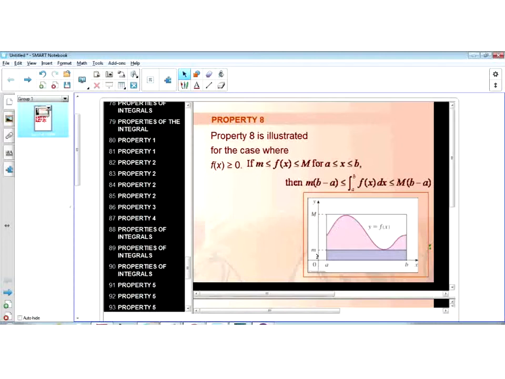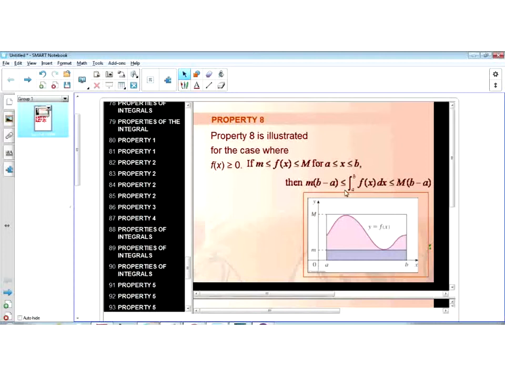Okay, property 8. In this case, this is interesting. Here we have f of x being bounded below by y equals m and above by y equals big M on the interval a to b. So that means the area under the lavender color plus the purple color would be the area under y equals f of x. That area is greater than the area under the purple curve. And the area under M would include this white space plus this pink space plus this lavender space plus this purple space.